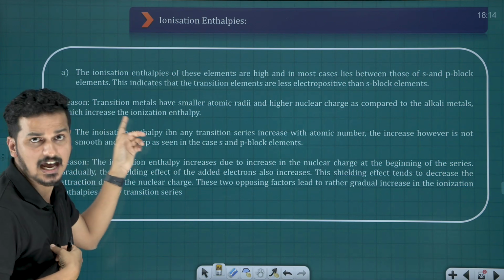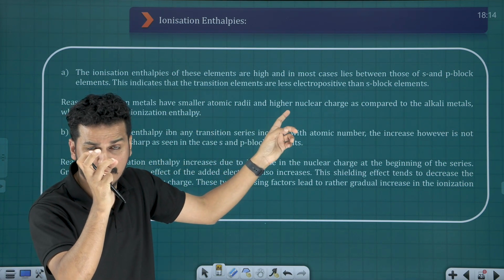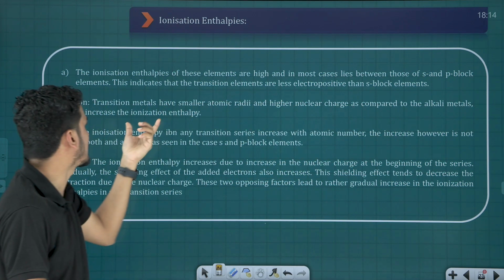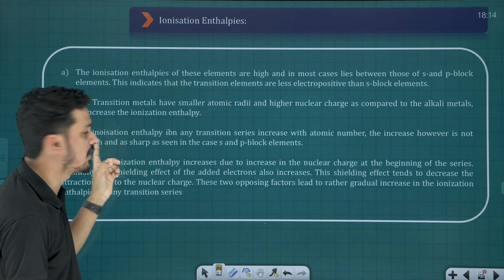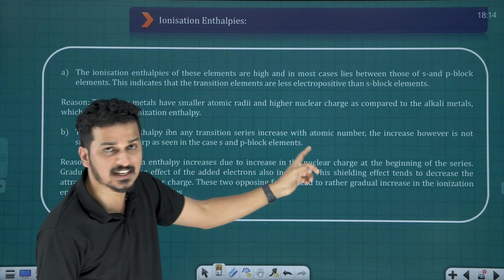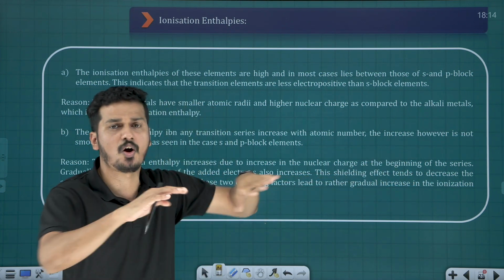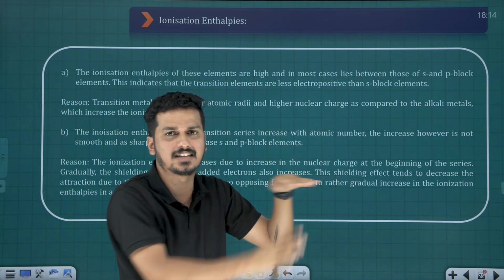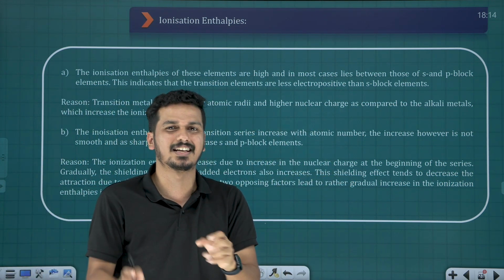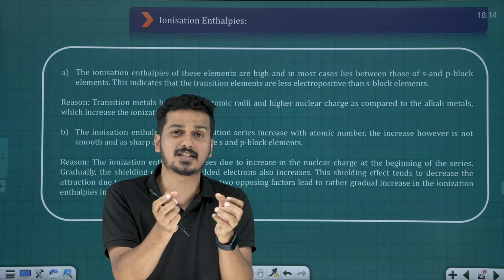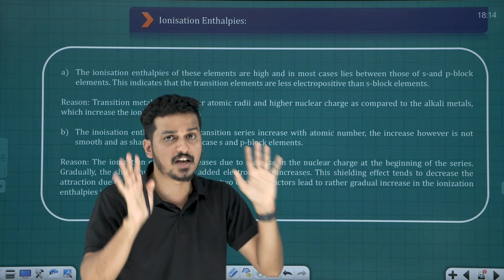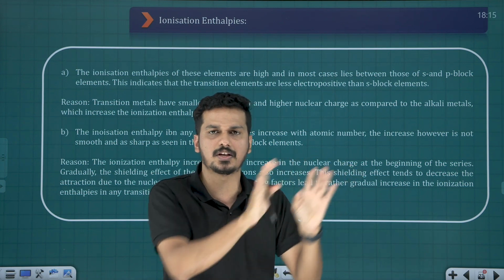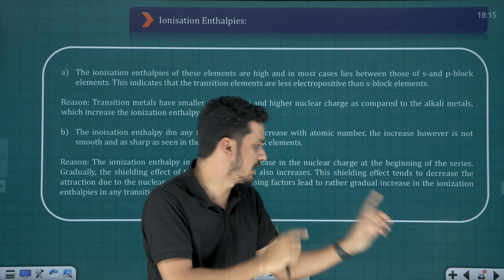So the reason transition metals have smaller atomic radii, their size is smaller, is because nuclear charge is more than that of alkali metals. That's why their ionization enthalpy is more. And similarly, one more thing, the ionization enthalpy of any transition series increases with the atomic number. The increase is, however, not as sharp while we are going from scandium, titanium, vanadium, chromium, manganese like that. The reason is there is a relationship between effective nuclear charge and shielding effect that we discussed already before. That idea you have to keep in mind. If they tell about this ion is stable, this ion is not stable, that time you have to use this ionization enthalpy concept.